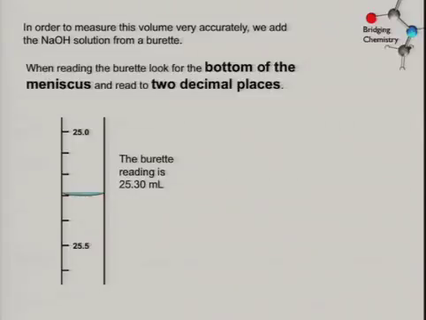Right? So not the top flat part, but the bottom of the curvy bit. And so if that was your burette, there's 25 at the top and there's 25.5 down the bottom. That would be 25.30.